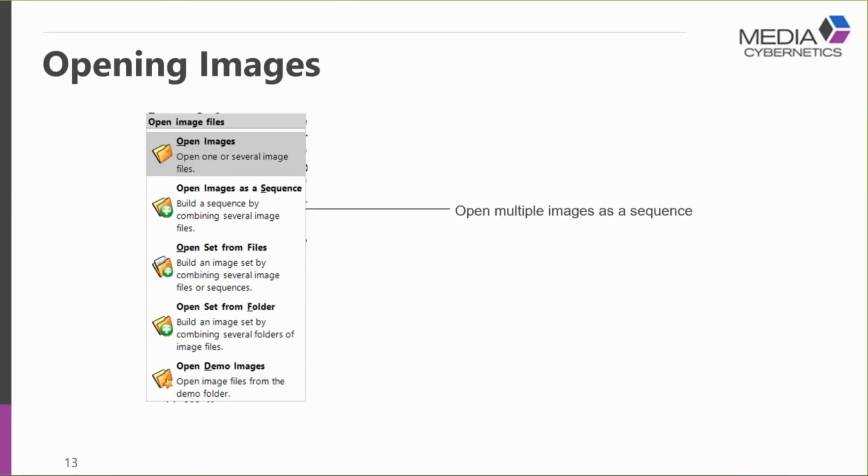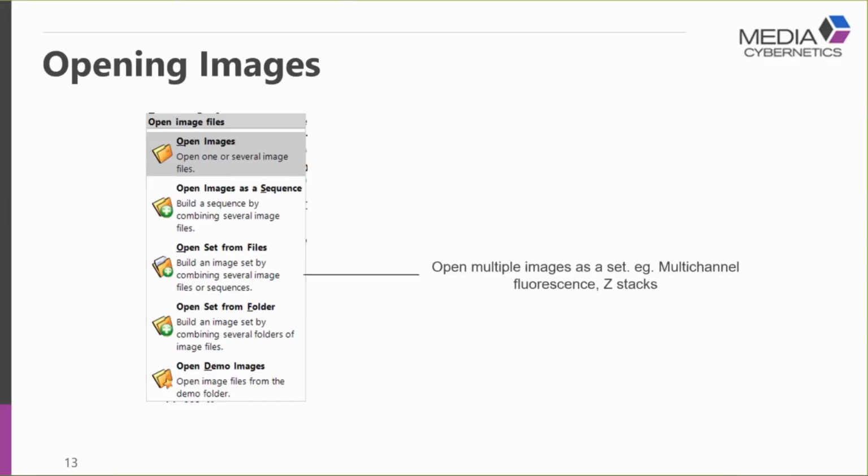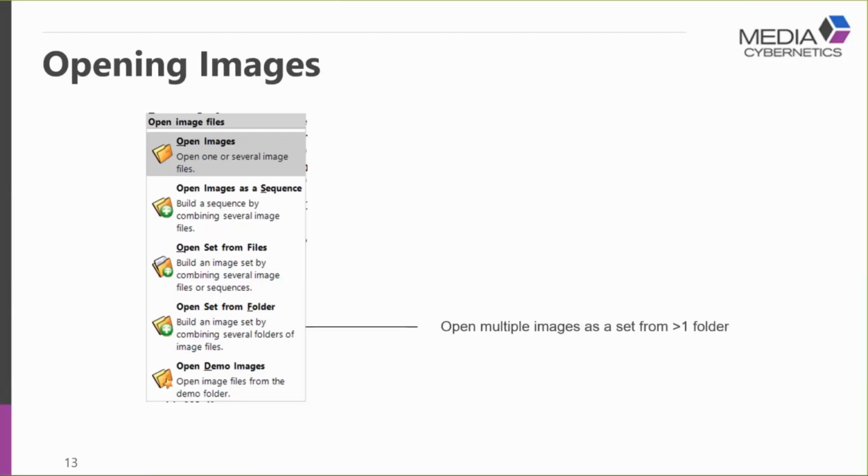You can also open images as a sequence. So if you have multiple frames and you want to open them as a single sequence, you can do that using the second option. And also you can open a set from individual files as well. So if you want to build a multi-channel or multi-positional data set, you can do that using the third option. And the final option is to open multiple images from multiple folders.